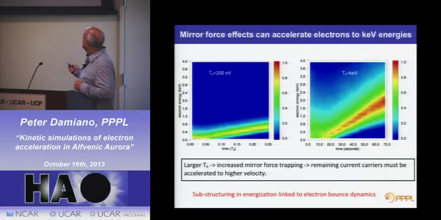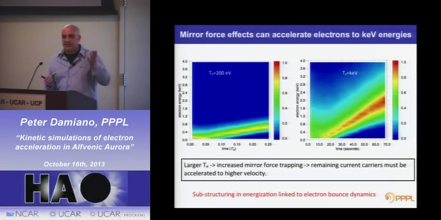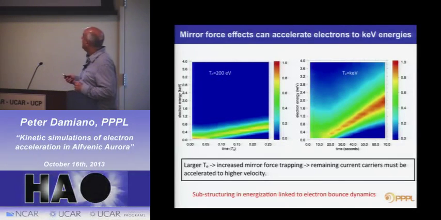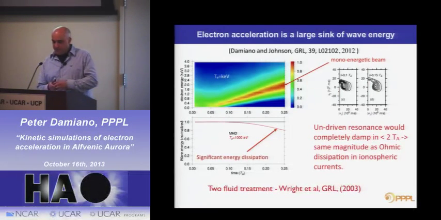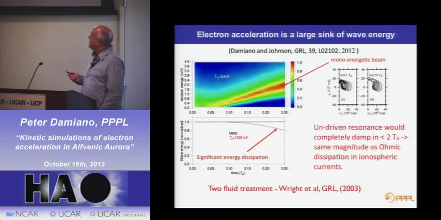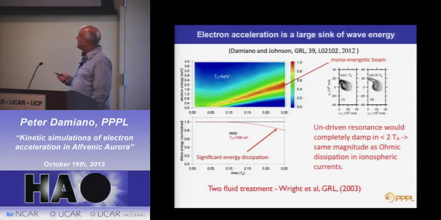And you see this sort of substructuring in the electron energization. And this is related to the average bounce dynamics of the electrons along the field line. And as you increase the temperature, the bounce frequency of the electrons is actually faster. So you see these more frequent peaks in the energization. Now associated with this acceleration is a dissipation of wave energy. And first what I want to point out is, as I highlighted previously, that you're seeing an energization of almost a monoenergetic beam with this peak here at about 2 keV.